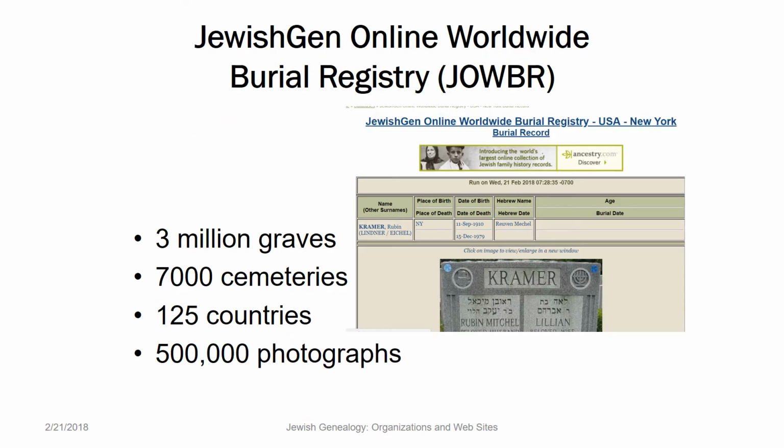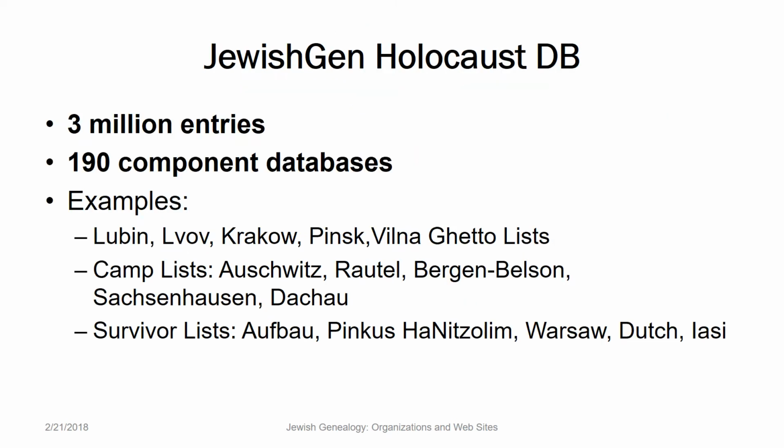Next, I'd like to point you to the really excellent JewishGen Online Worldwide Burial Register, familiarly known as JOBAR. It's got over 3 million graves at 7,000 cemeteries, 125 countries worldwide, and many of them include photographs, as you see here in an example. A wonderful way to research. JewishGen's Holocaust database has 3 million entries from 150 smaller databases. And they are made primarily of lists, like ghetto lists, camp lists, survivor lists, and just about anything we found that had information about the Holocaust and the people it affected.